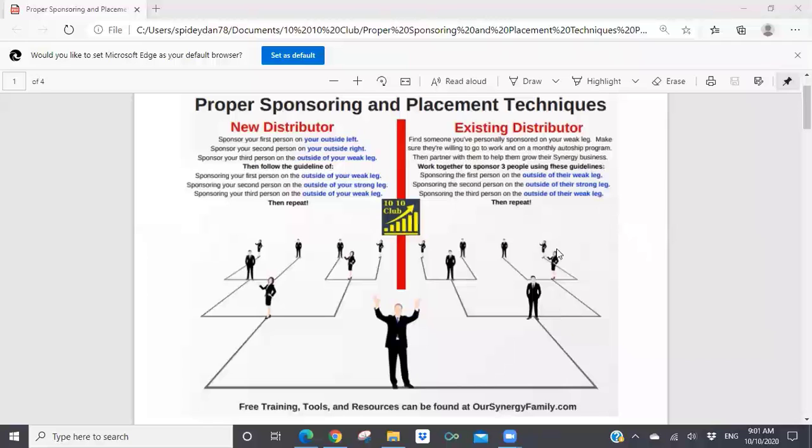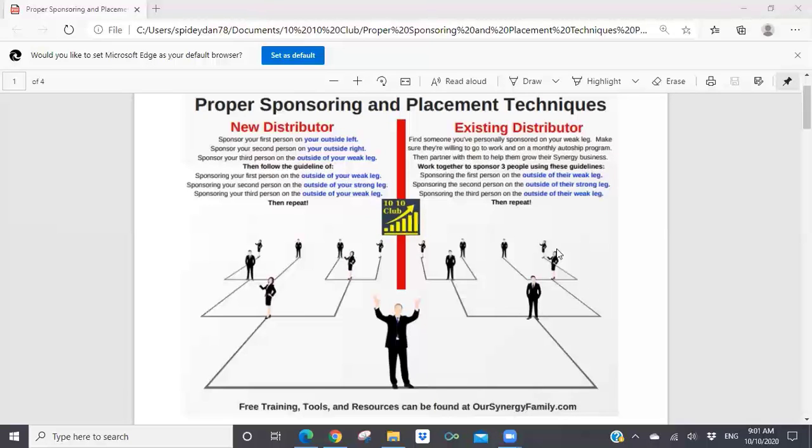The image that I have on the screen, we're going to go into a little bit more depth and detail later on in our presentation today, because we want to help new distributors who are either on today's presentation or as you bring new distributors into your Synergy organization. We have a specific sponsoring and placement technique that we recommend to help you optimize the Synergy Worldwide Compensation Plan.